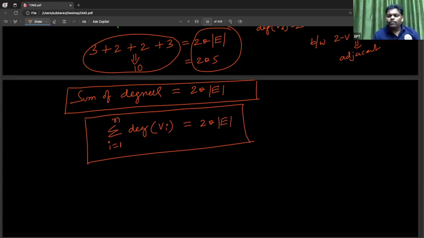Is it okay till now? Everyone knows this. Sum of degrees is equal to 2 into E. If anyone is not okay, please let me know.